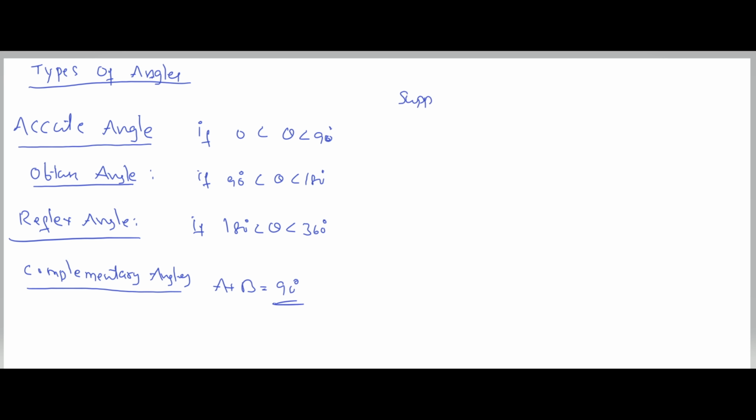Supplementary angles. If the sum of the two angles is a straight angle, then the two angles are called supplementary angles. Supplementary angles means the sum of the two angles A plus B is equal to 180 degrees. If theta is one angle, 180 minus theta is the second angle.